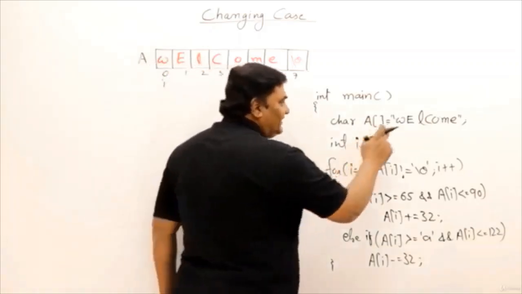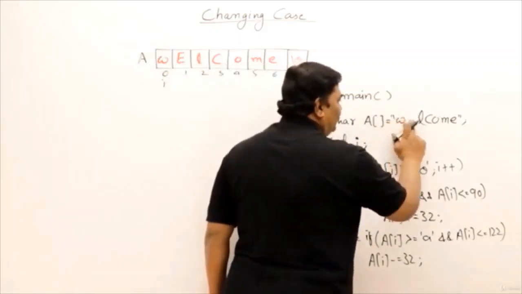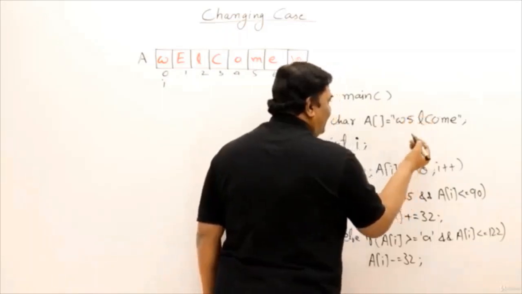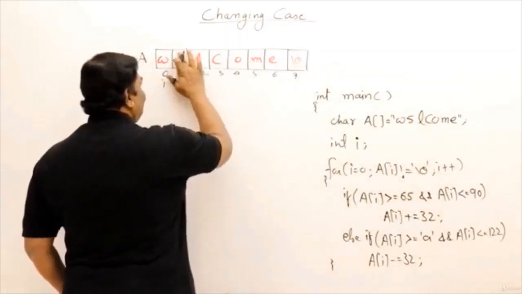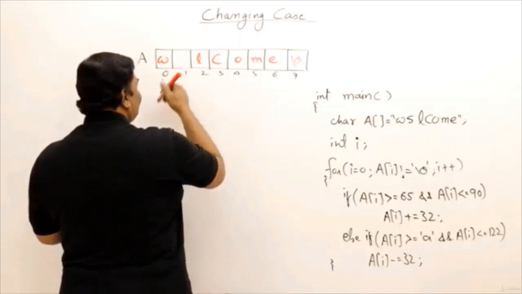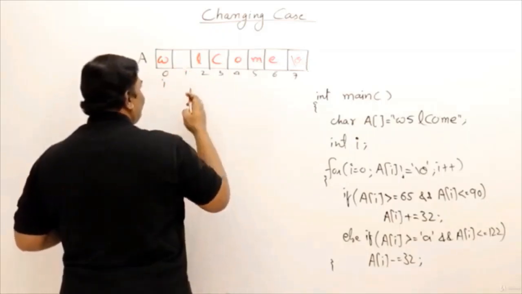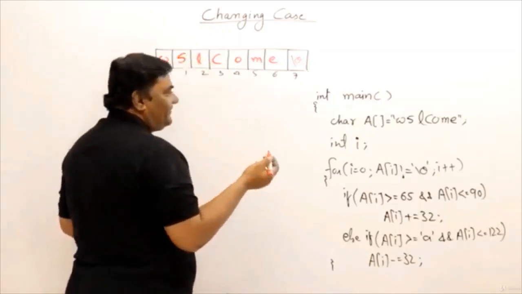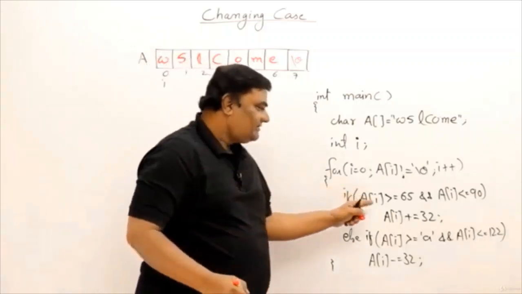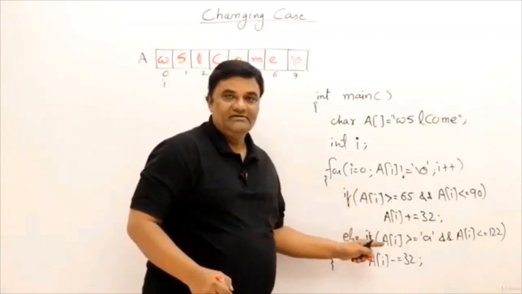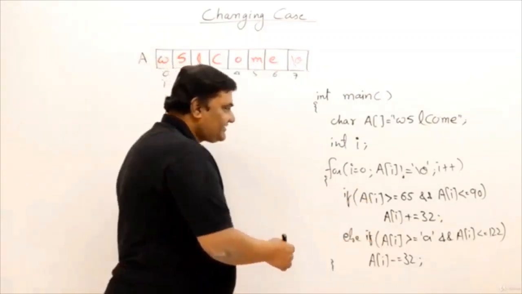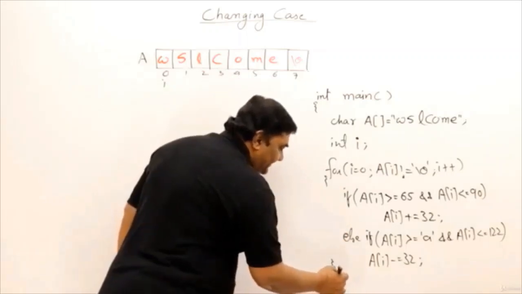Suppose here instead of E, I have the symbol 5. So it remains 5 only. It will not be changed, because it doesn't come under this range or this range. At last, I should print this string. So I will simply write printf here.